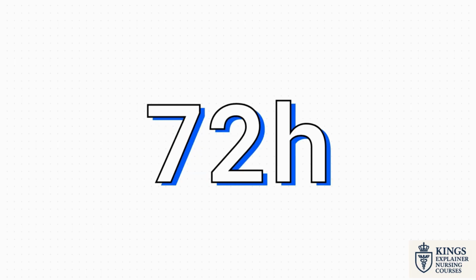And the second magic number? 72 hours. Or, about 3 days. That's how long sperm can hang around waiting for that egg. So when you put those 2 numbers together, the 24-hour egg and the 72-hour sperm, that's what creates the fertile window. That's the period of risk.